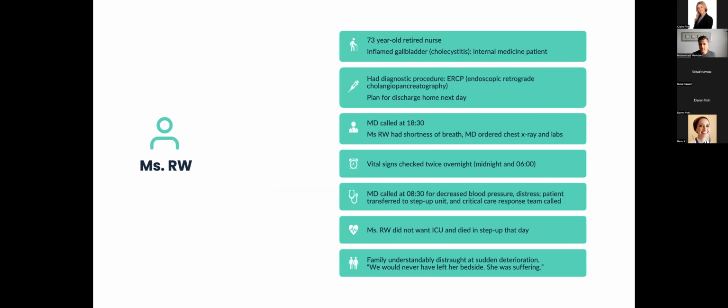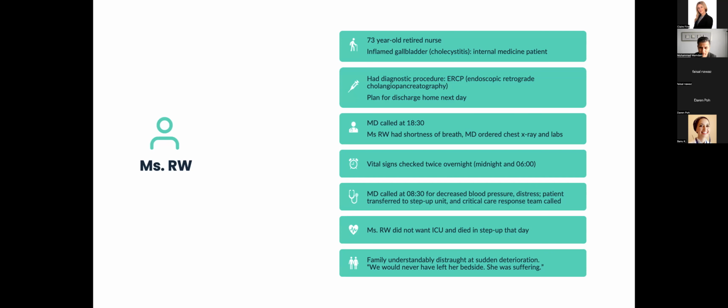This is an actual patient from our hospital from a few years ago. Miss RW, a 73-year-old retired nurse, came in with an inflamed gallbladder, or cholecystitis. It's a fairly common condition, nothing to hem and haw about, so it should be fairly standard. She had a diagnostic procedure done, and the plan was to discharge her home the next day.